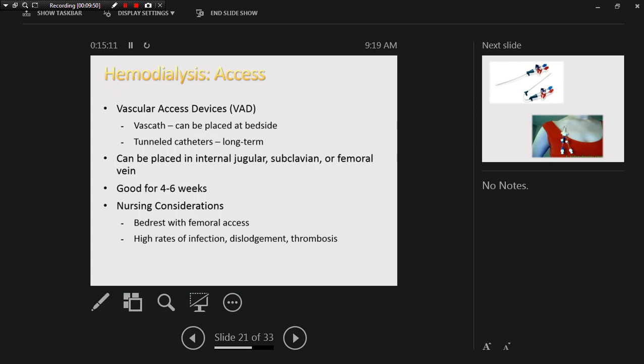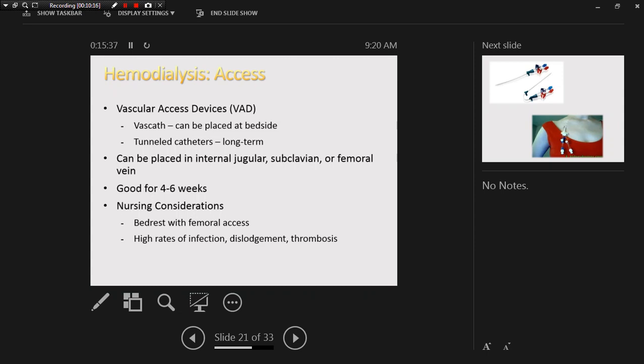It's not optimal, but sometimes it's the only thing that they've got. Like we said, we can place a venous access device into the internal jugular, the subclavian, or the femoral vein. We don't like to use the femoral vein a lot because it limits the patient's movement, right? And it's going to put them more at risk for DVTs with subsequent PE. And a patient who's on dialysis doesn't need any more setbacks, right?